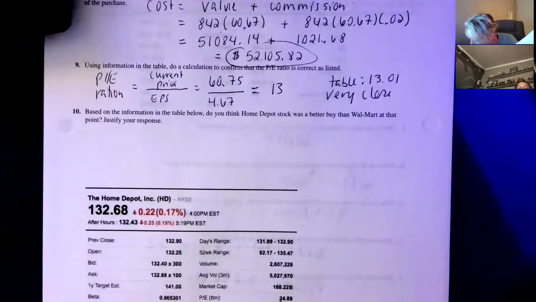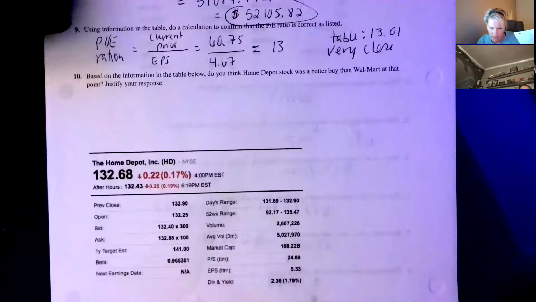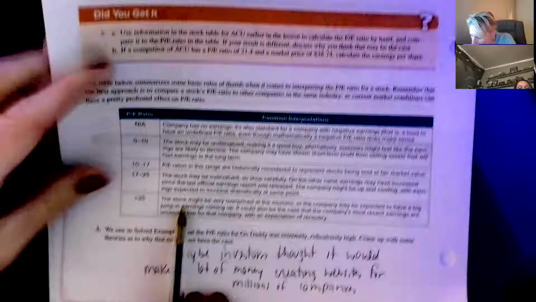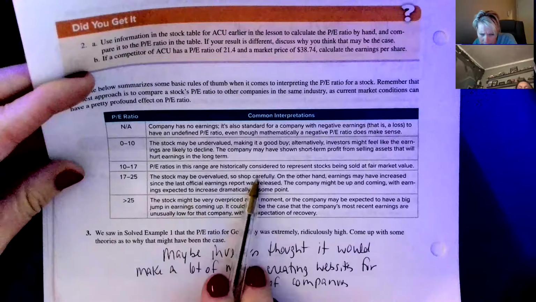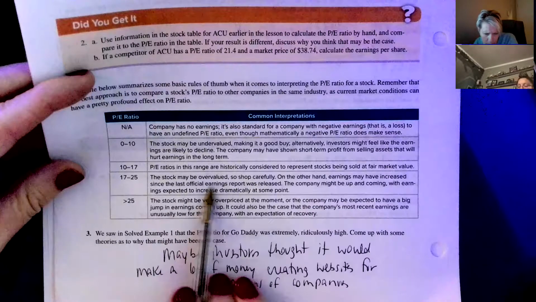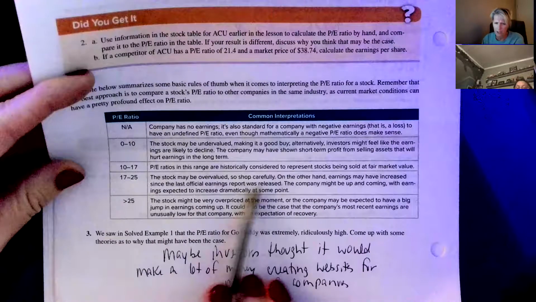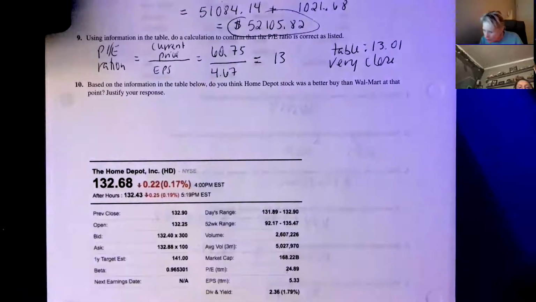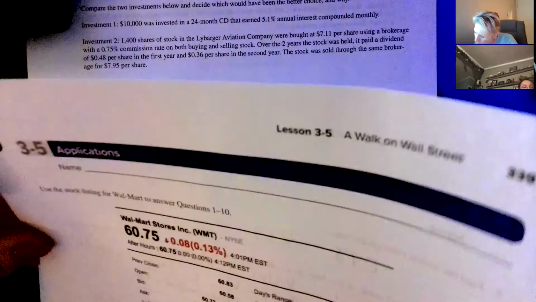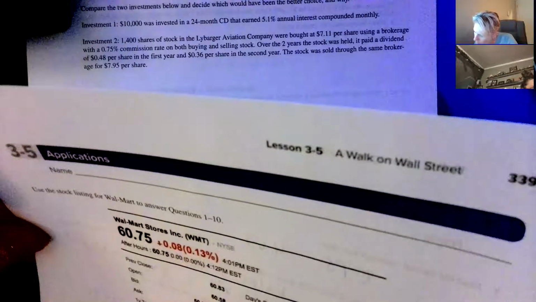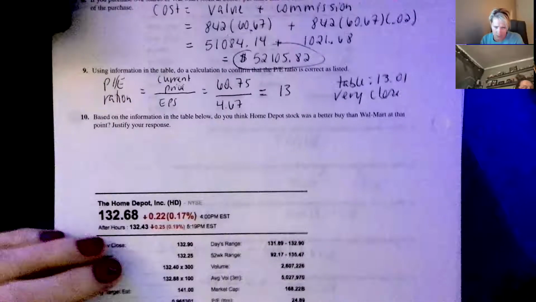And the one for Home Depot was at 24.89. So theirs was much higher. And so the stock may be overvalued, so shop carefully. On the other hand, earnings may have increased since the last official earnings report was released. The company could be up and coming. So if we looked, this doesn't say what year it was for Walmart and Home Depot, but Walmart seems to be a better value.